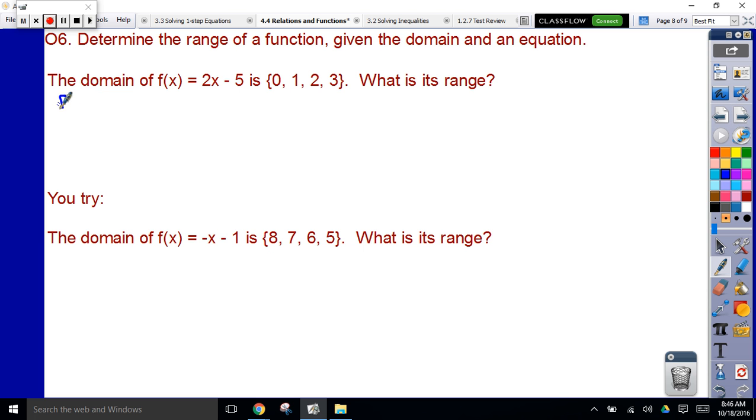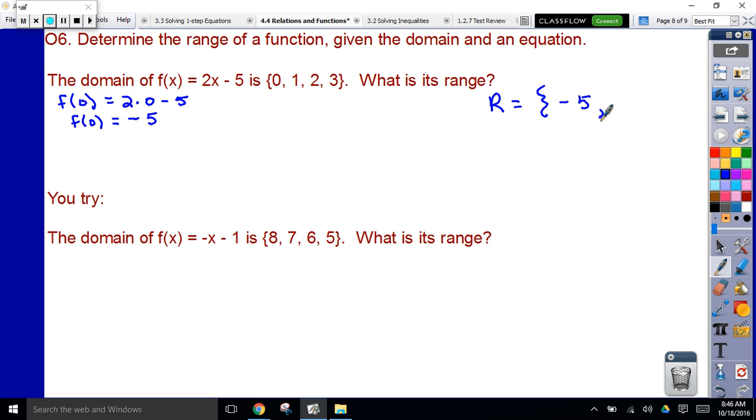So first I'm going to find f of 0 would be 2 times 0 minus 5. So f of 0 would be 2 times 0 is 0. 0 minus 5 is negative 5. F of 0 would be negative 5. That's going to be the first value in my range. So let me just start a range list over here. The range is going to be negative 5.